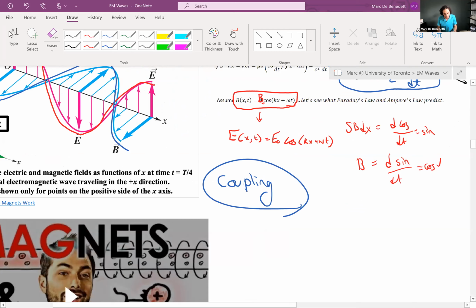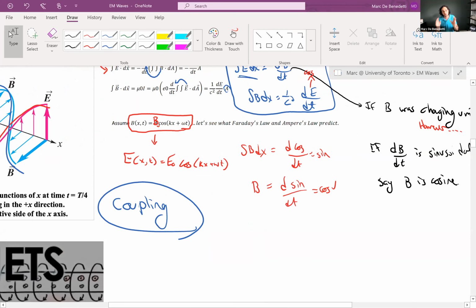Again, if you got lost in the math, that's okay. I just want the take-home message to be that they're coupled. They're coupled. You cannot have a changing magnetic field without also having a changing electric field. You have to have one when you have the other one.